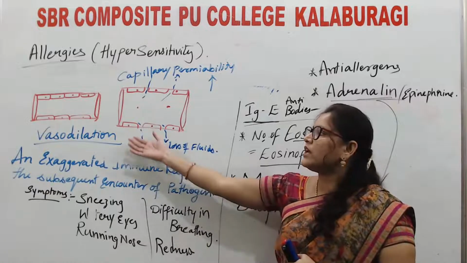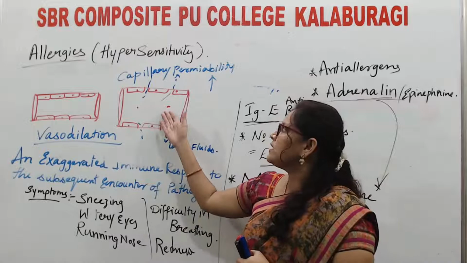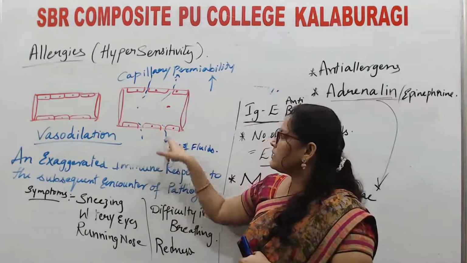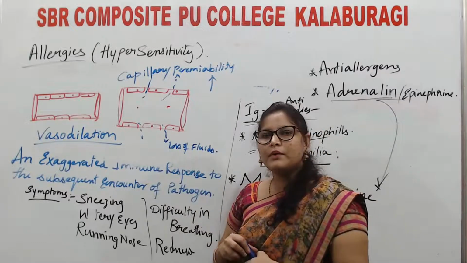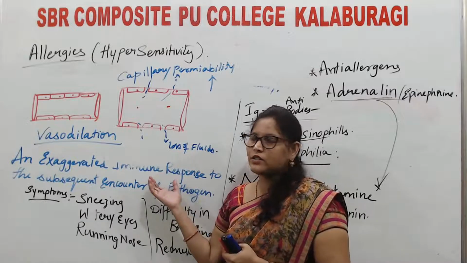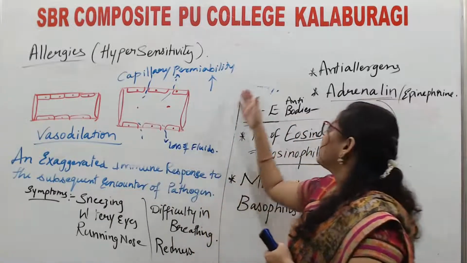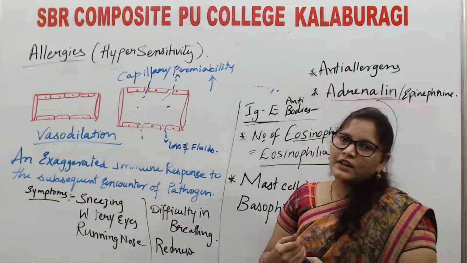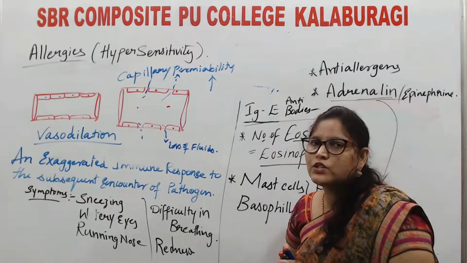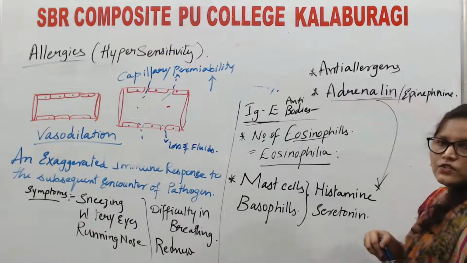What happens when vasodilation occurs? The diameter of the blood vessel increases. As the diameter of the blood vessel increases, capillary permeability increases. When the capillary permeability increases, there will be loss of fluids from the blood, which will lead to certain allergic reactions. So, in order to suppress these allergic reactions, anti-allergens should be given like adrenaline, which is antagonistic to histamine. Then what happens? This will suppress the allergic reactions.